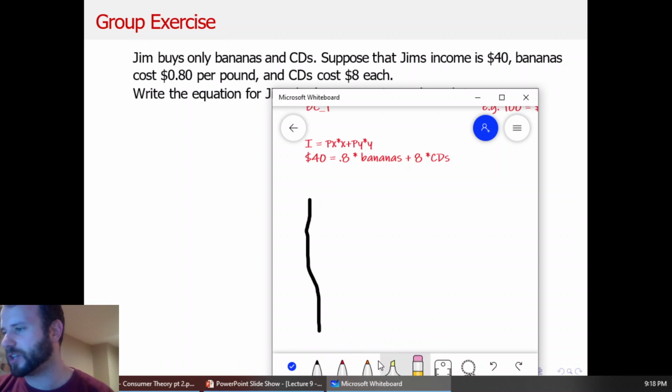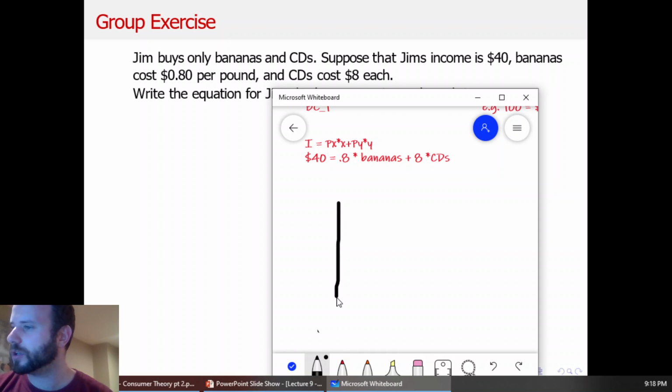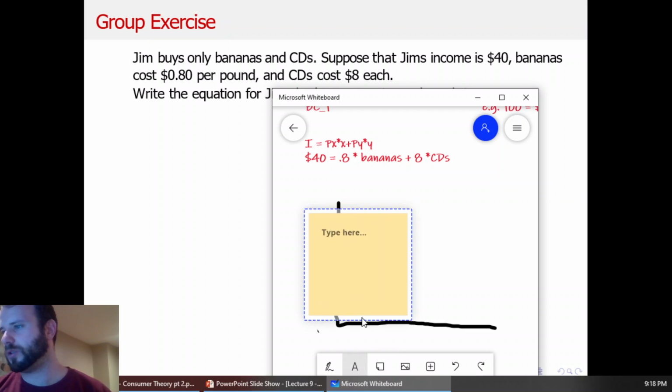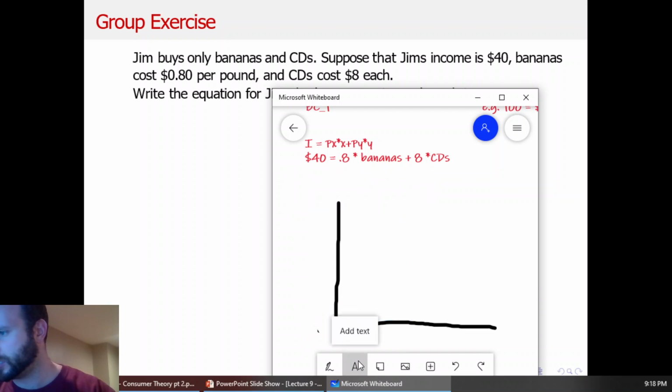Geez, why can't I draw straight? Well, it doesn't help that I am on a desk that is moving, so. Cool. All right. So, go away. I don't want you.